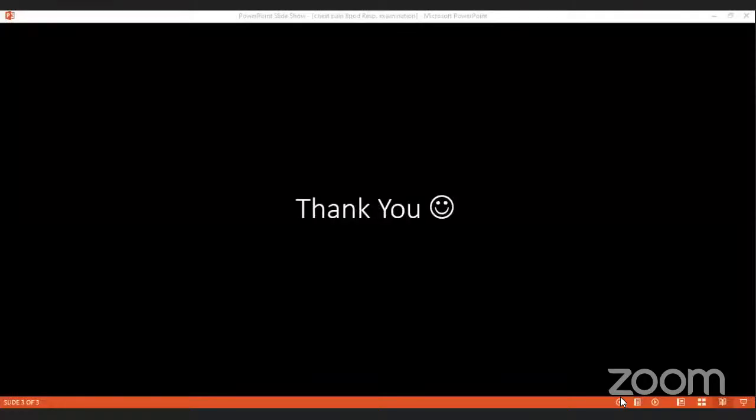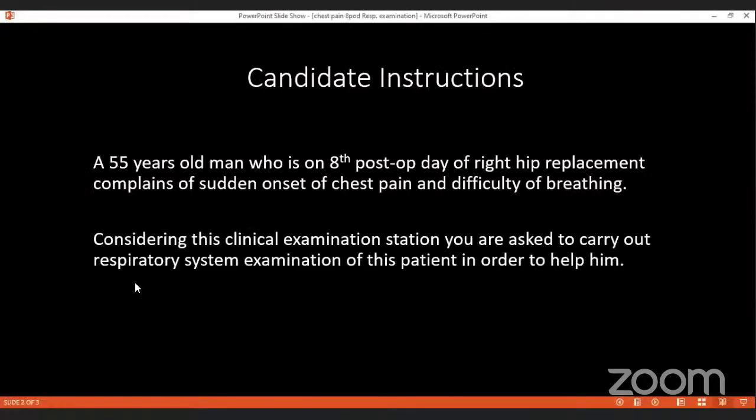Okay, I understand the question. I was thinking that for respiratory, once you suspect a pulmonary embolism, you should go straight to the CRISP protocol. Here, I think I have only written that you have to go for a respiratory system examination. But once you are there, they will not tell you that you have to do the CRISP protocol.